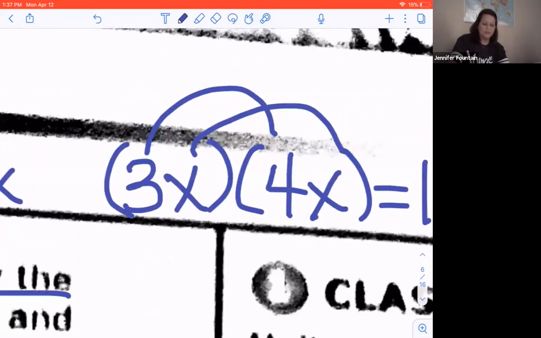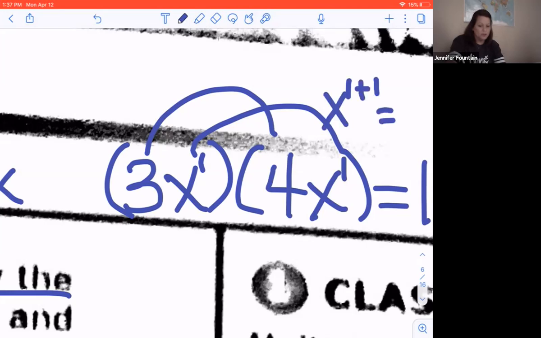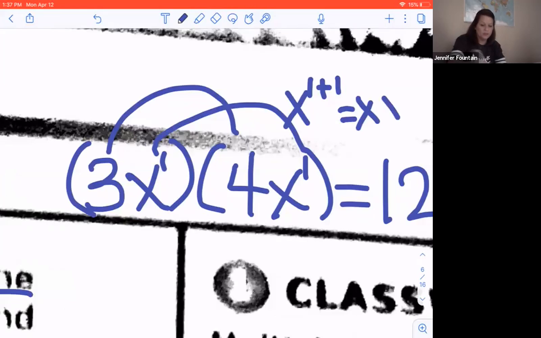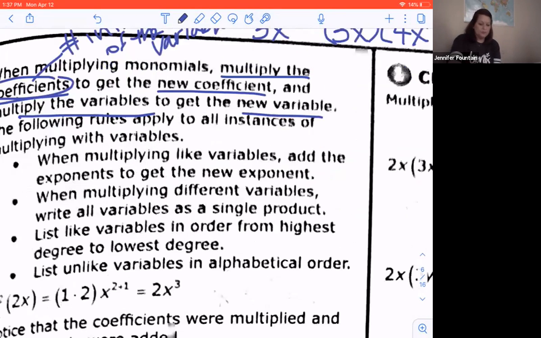Remember, x is the same as having an exponent of 1. So x times x is the same as x to the power of one plus one, and that becomes x squared because one plus one is two. So with my variables, I add the exponents of each variable. Here I had x first and x first, so I added 1 + 1 = 2. It says when multiplying like variables, add the exponents to get the new exponent. That's what we just talked about.